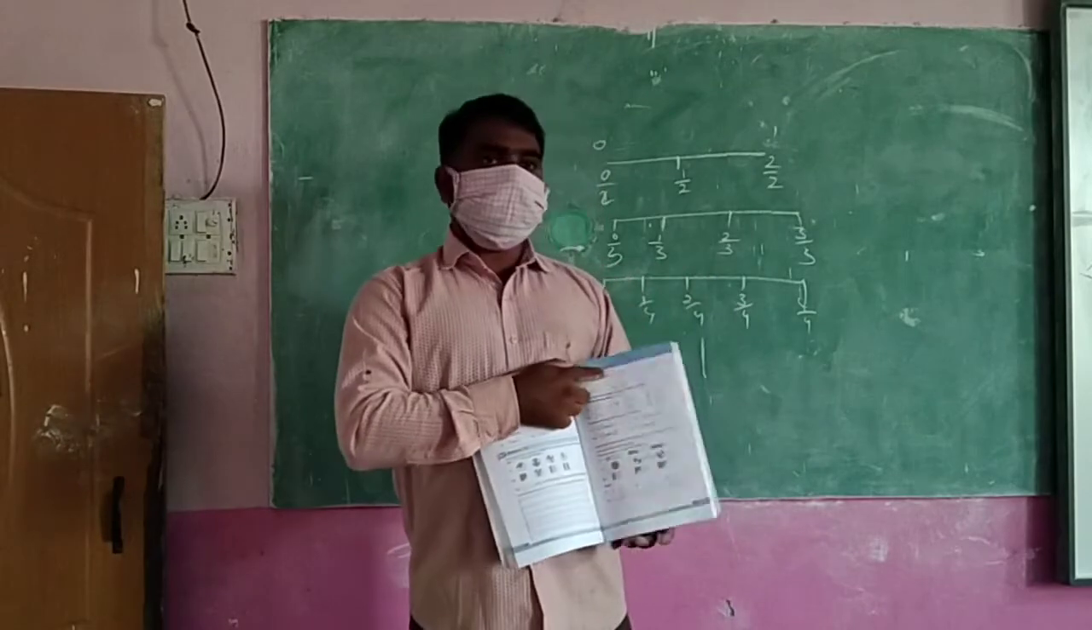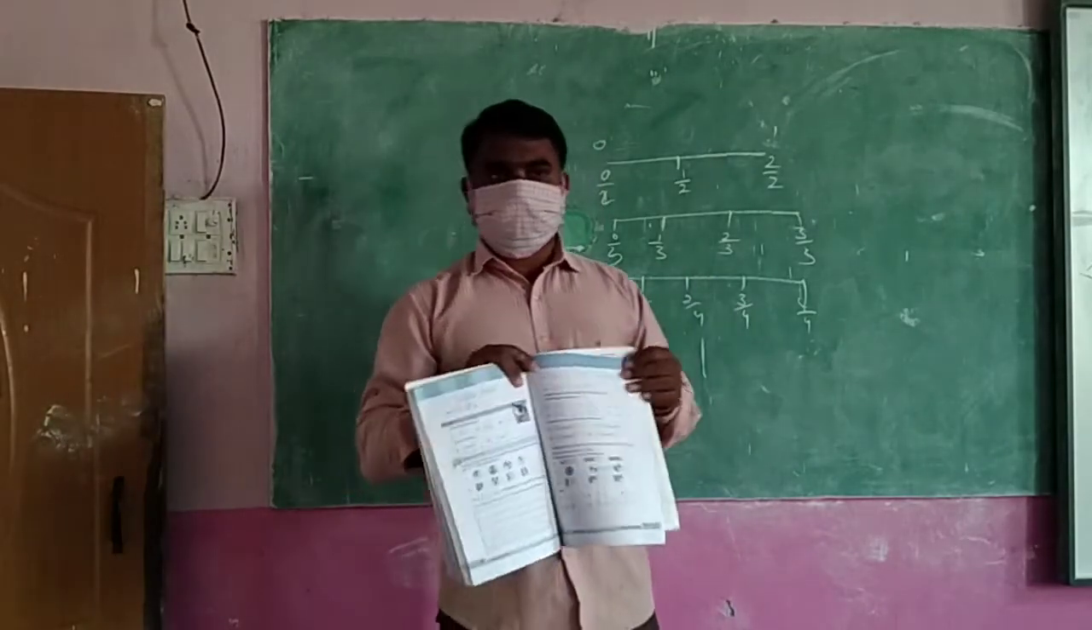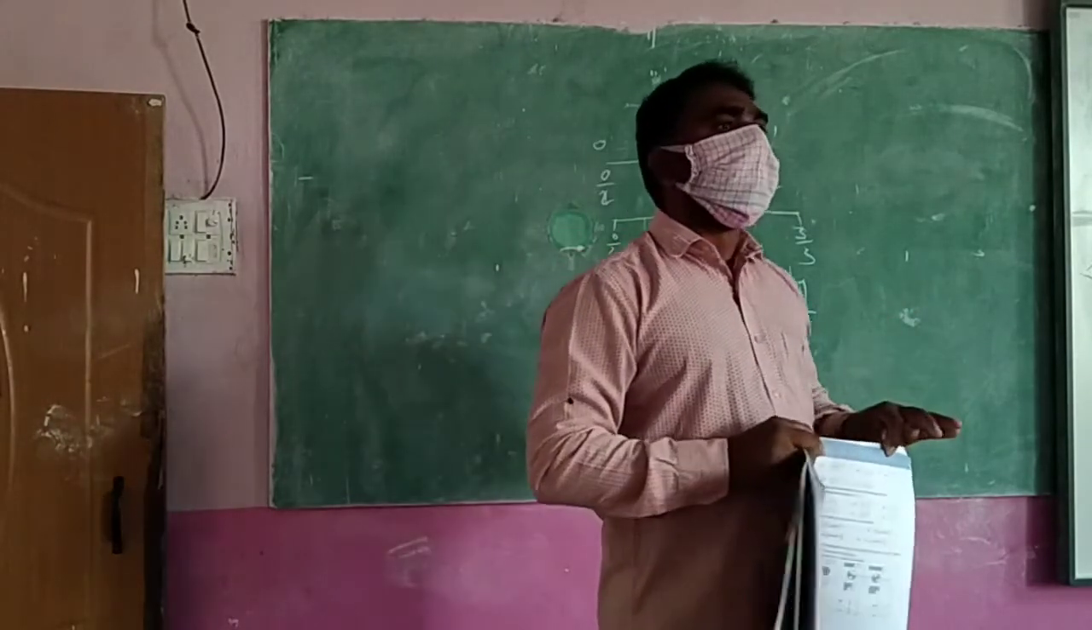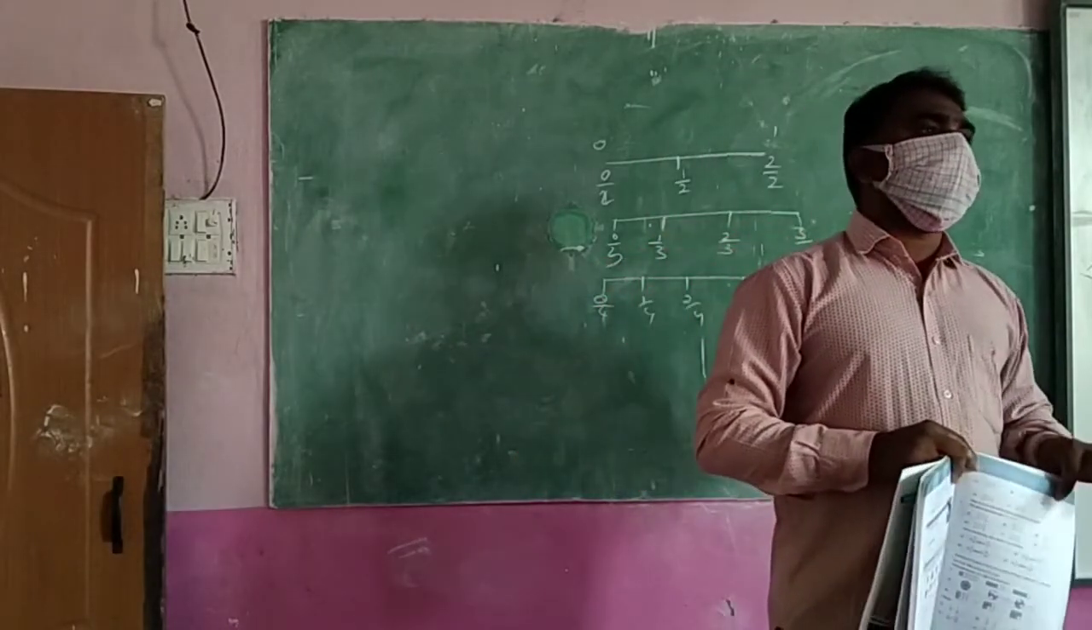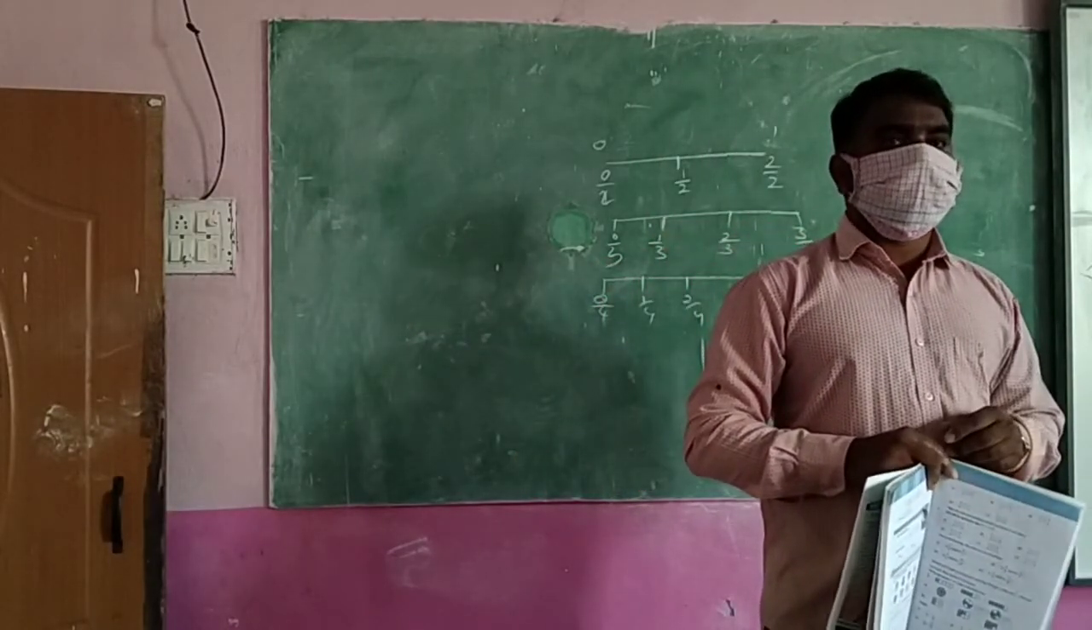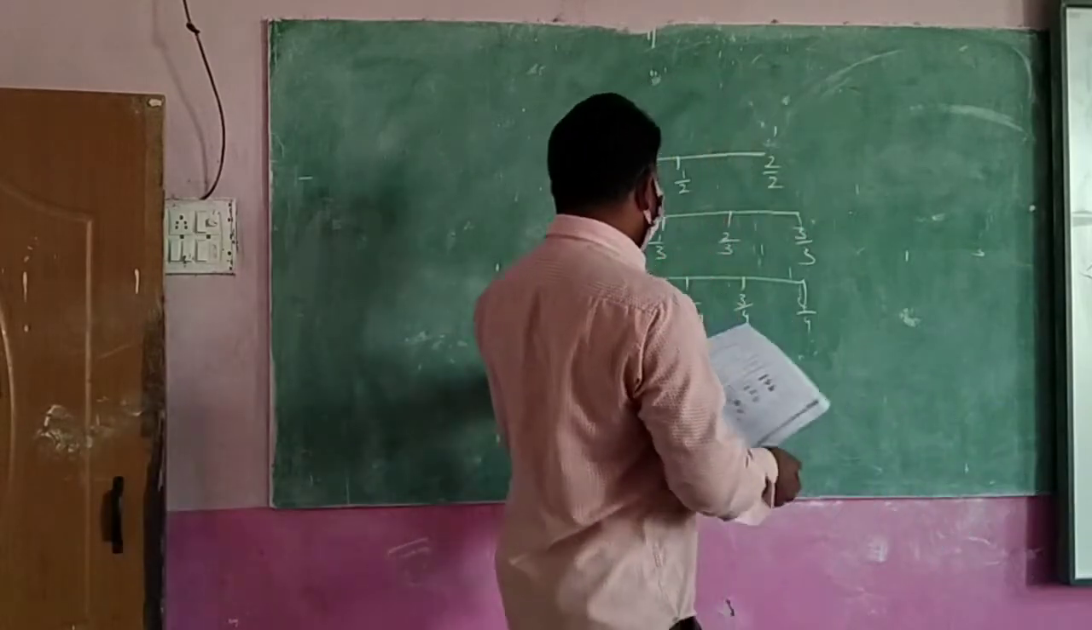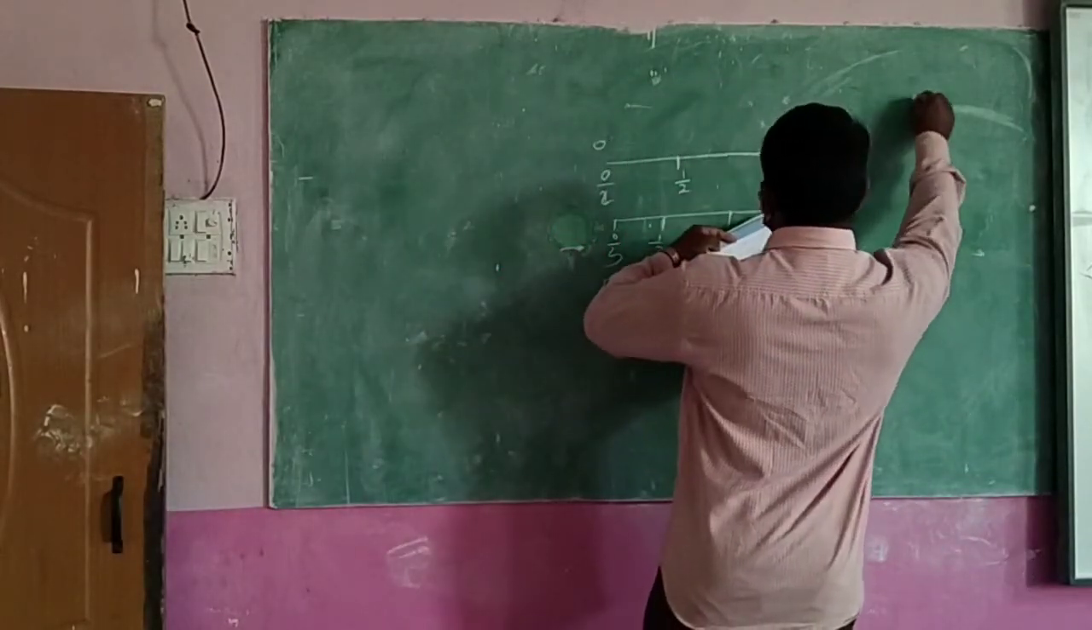Next, what has been given here? Some questions are there. The left hand side and the right hand side. Here you have to write which is bigger and which is smaller, using the greater than symbol or the less than symbol. What is the first question you see here? It is 1 by 6 and 1 by 3.